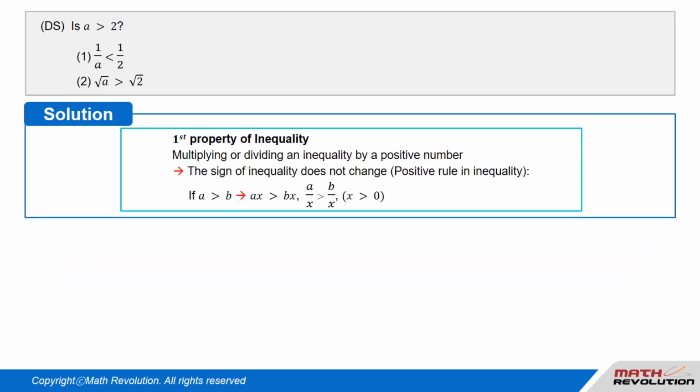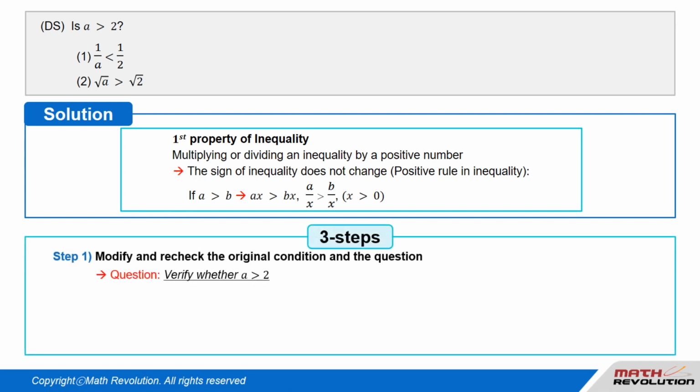The first property of inequality. Multiplying or dividing an inequality by a positive number does not change the direction of the inequality sign. Positive rule in inequality. That is, if A is greater than B, then A times X is greater than B times X, and A over X is greater than B over X, where X is greater than 0.